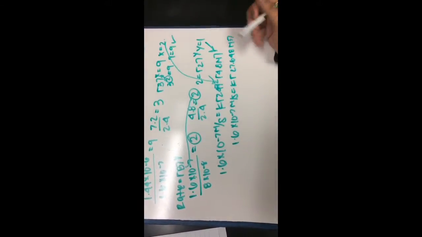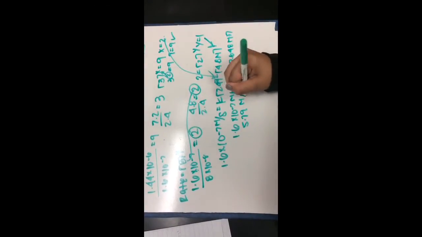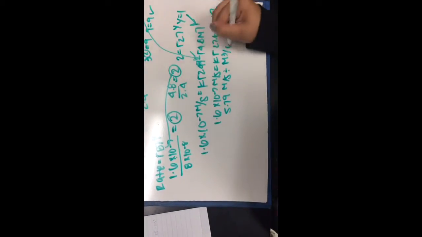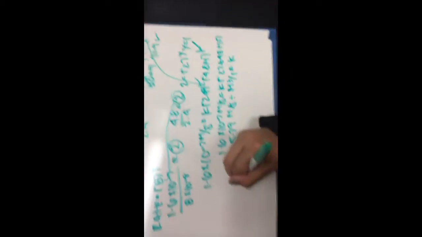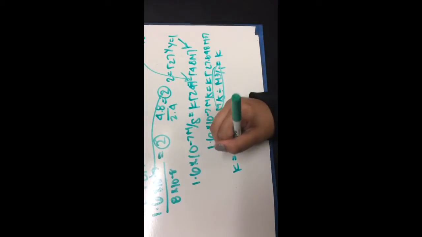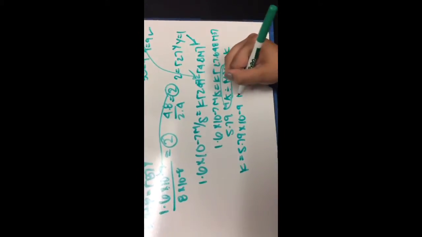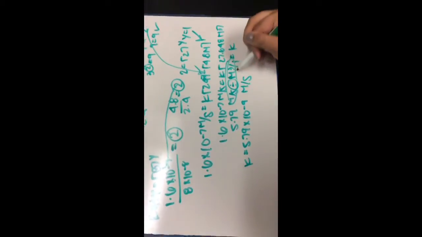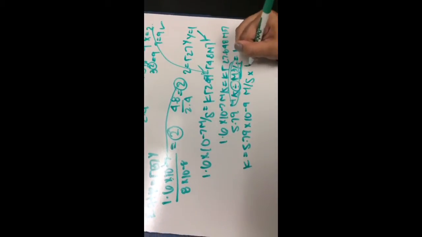And then you're going to divide it out to get 5.79 M over s divided by M cubed over 1. That's what k is going to equal. And to get this simplified, k equals 5.79 by 10 to the negative 9. And then you flip the sign, and then you take the reciprocal of this, times 1 over M cubed.